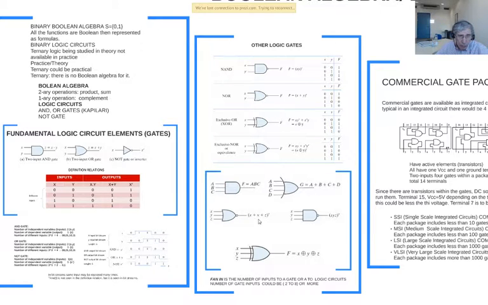So you can write the formula easily. If it is AND, you're going to multiply all these inputs. If it is an OR gate, you're going to add them up. If it is NOT, you're going to get the complement of the output.